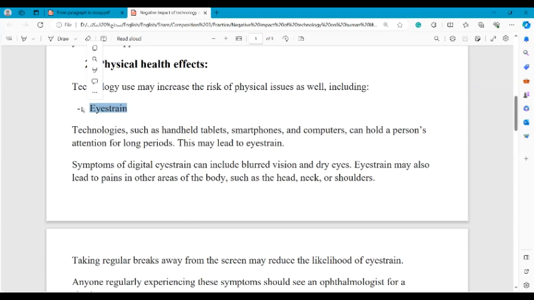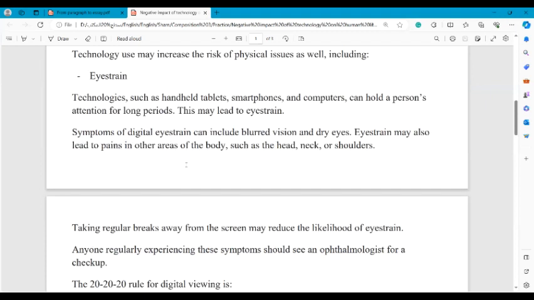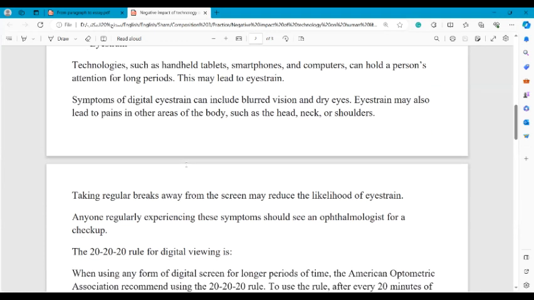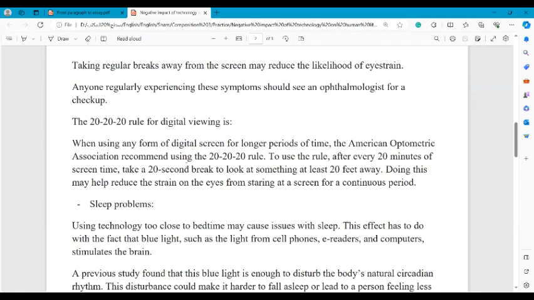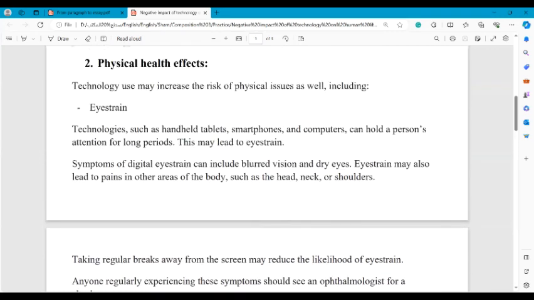It means in Arabic إجهاد العين. Okay, for example, when you stare at your phone for a long time, your eyes will get tired. You have, for example, some pains in your head, in your neck, in your shoulder, in your back, because you are spending a lot of time sitting in front of your laptop, in front of your computer. So these are called physical effects.